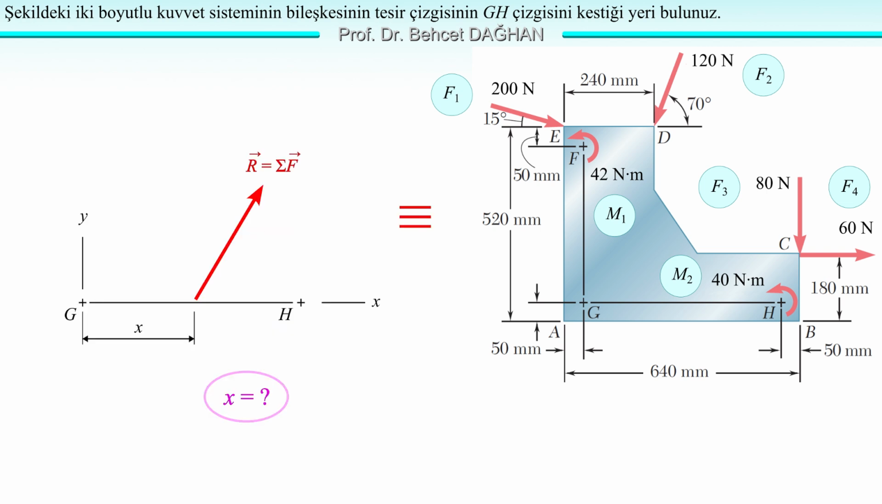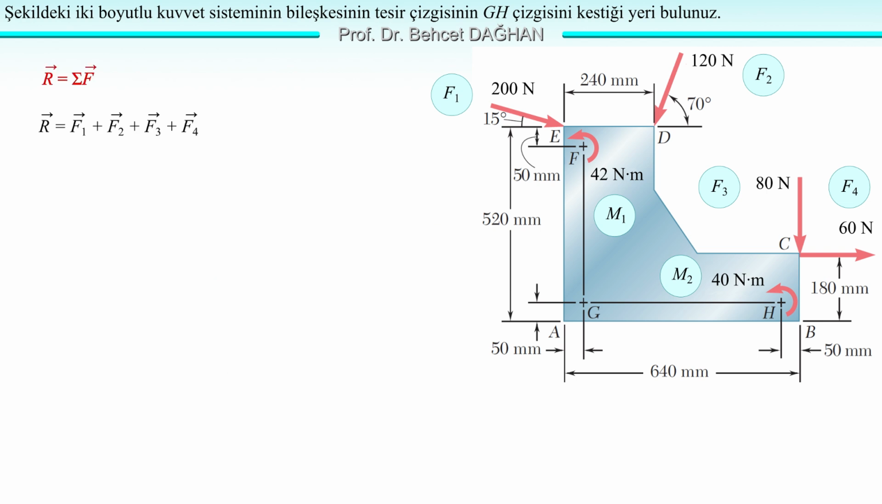Returning to the question, we are asked to find the point where the resultant's line of action intersects the GH line. If we choose the x and y axes as shown in the figure, and make point G coincide with the origin, the point we are looking for is located on the x-axis, and if we find the x-coordinate, we will have found the location of the point we are looking for. In other words, we are looking for x. We are looking for the x-coordinate of this point.